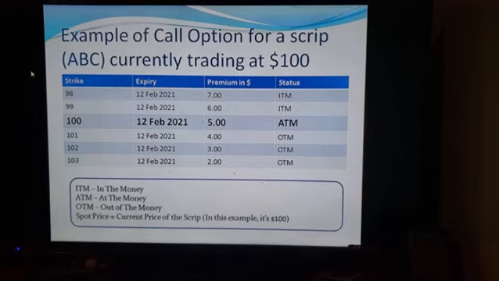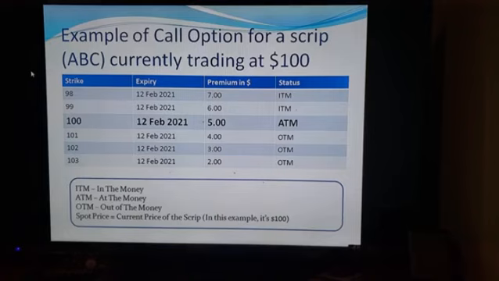At the money, if the current price is the same as the strike price, as you can see, I'm saying 100 and it is at 100. If the current price has not yet reached the strike price, it is out of the money. So these are terms that are frequently spoken in the option market. Premium: the farther you go out of the money, the premium will reduce, but the risk will be higher. If you are in the money, the premium will increase.